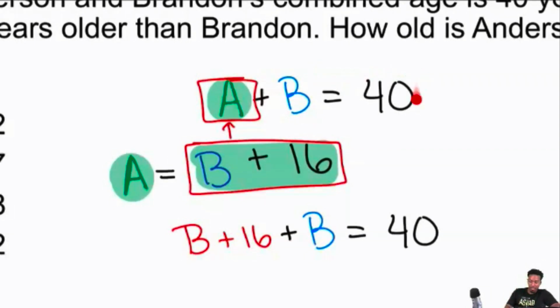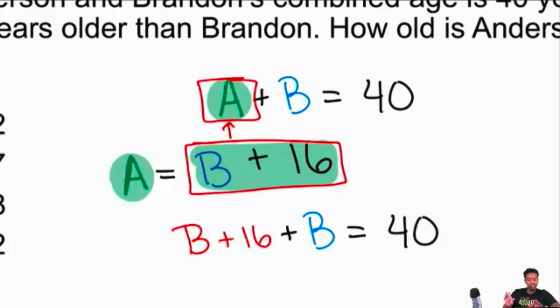All I said was, hey, Anderson plus Brandon equals 40. Okay. Anderson is Brandon plus 16. So Anderson plus Brandon equals 40 is the same thing as saying Brandon plus 16 plus Brandon equals 40. So before I continue, one quick check here. Yes or no, does that make sense? I literally repeated this, just replacing Anderson with Brandon plus 16.